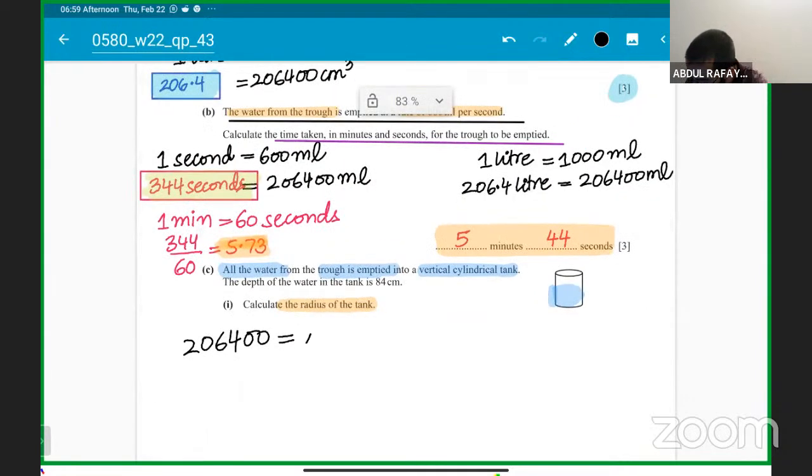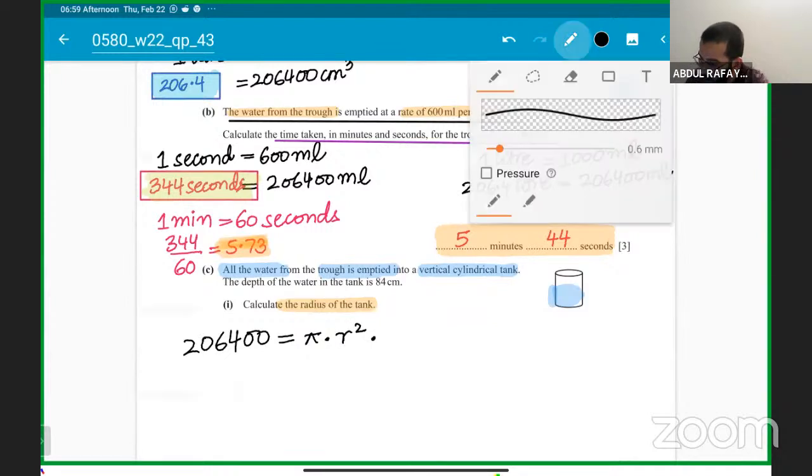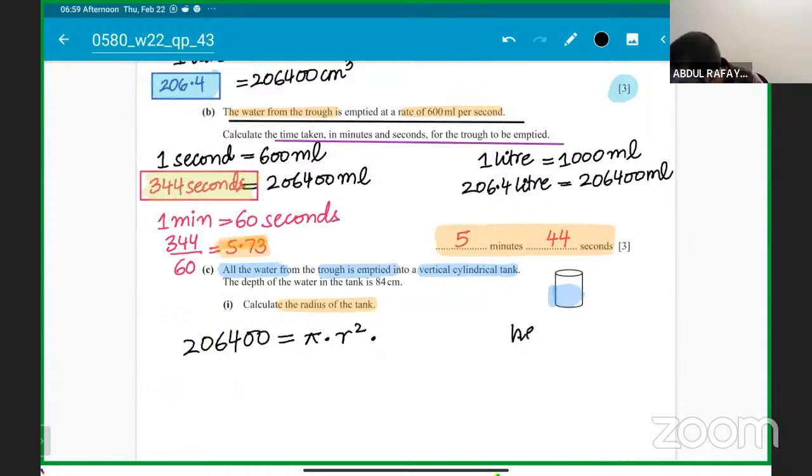We already know pi r squared. We need to find the radius, and we already know the height. Always remember, height is equal to the depth of the water. Okay, guys, with me: height is equal to the depth of the water. These are interchangeable words that can be used. So it will be 84.